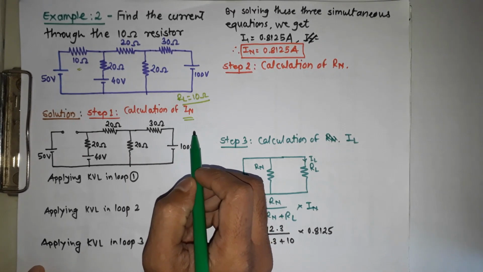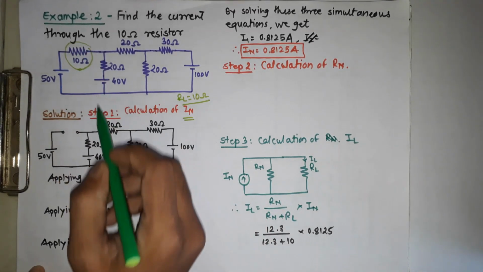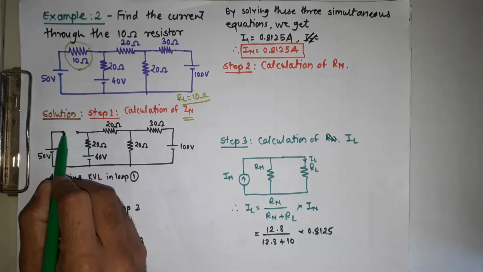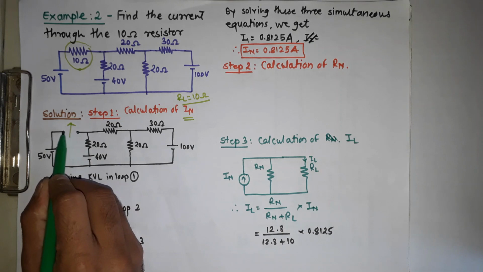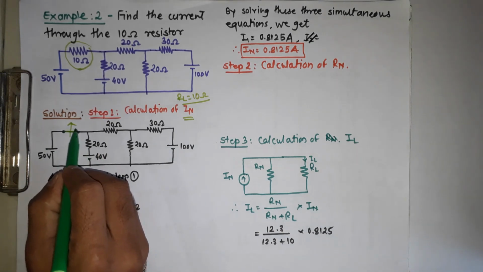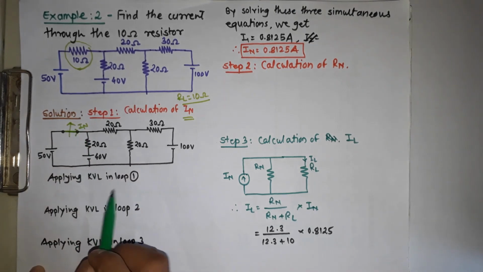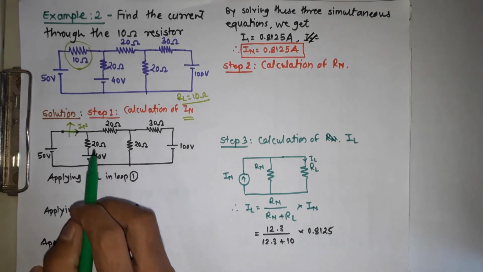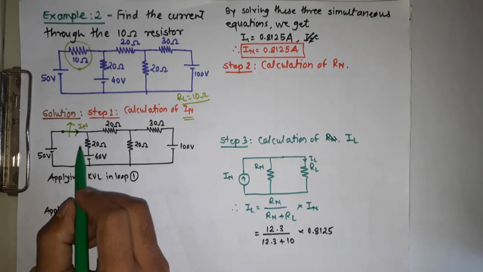So for finding IN, we are just removing this load resistance and short circuiting these two terminals. From here we removed the load resistance and we are short circuiting the terminal, and through this link we have to find the Norton's current. For finding the Norton's current, we are applying the mesh analysis or loop analysis.